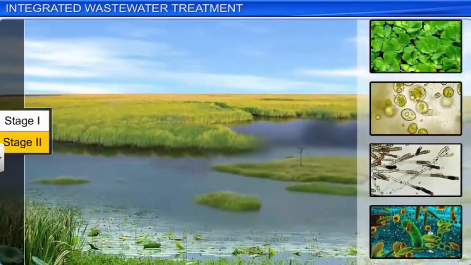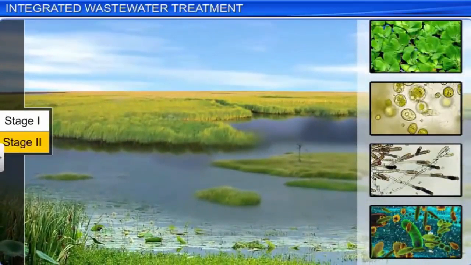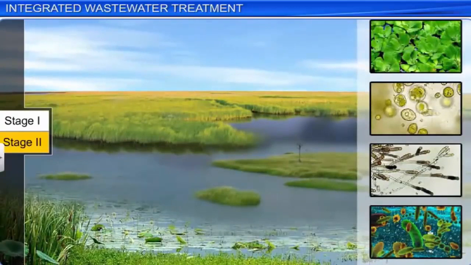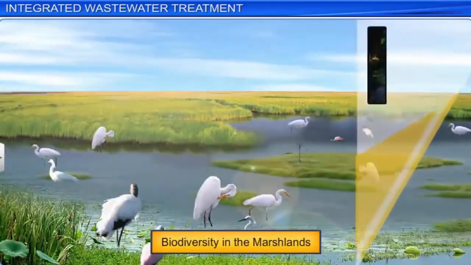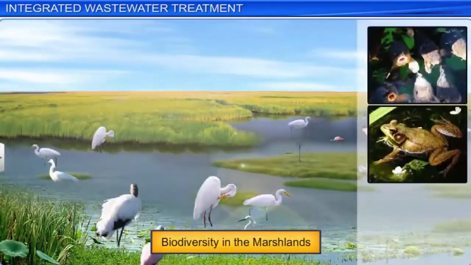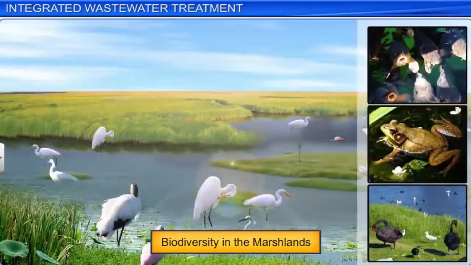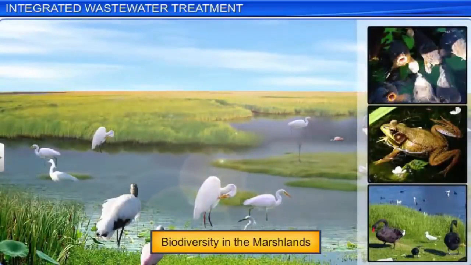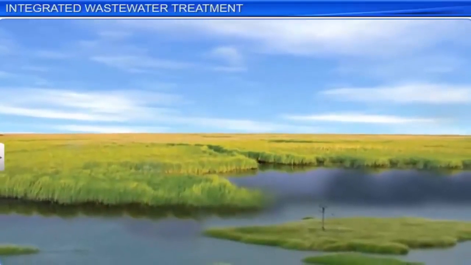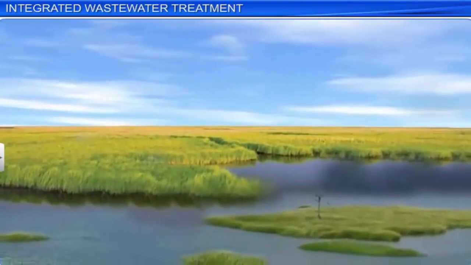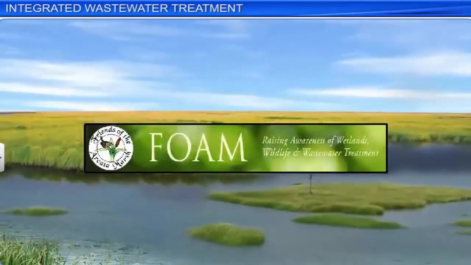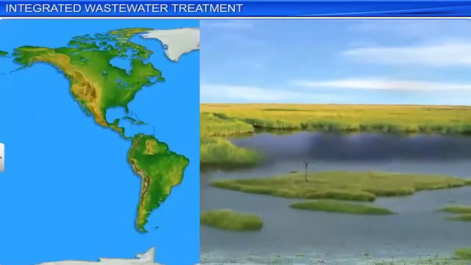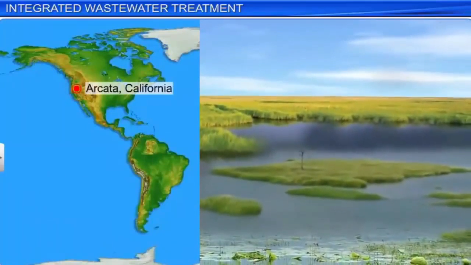Besides cleaning the wastewater, these marshes have developed into a sanctuary with a large number of fish, animals, and birds inhabiting them, thereby increasing the biodiversity of this region. This sanctuary was taken care of by a citizens group called Friends of the Arcata Marsh. In this manner, the people of Arcata were able to treat the wastewater they generated.